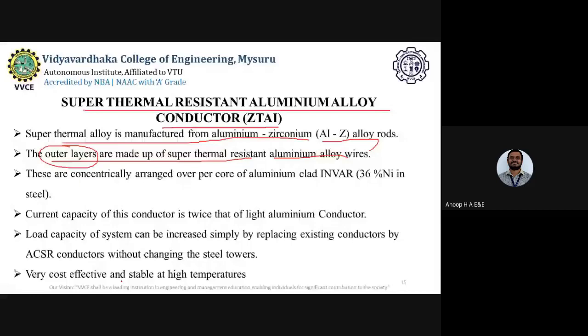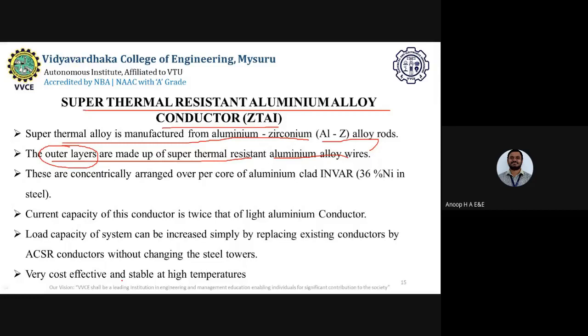Next, the load capacity of the system can be increased simply by replacing the existing conductors with ACSR conductors without changing the steel towers. All these concepts, what you need to keep in mind is that we need an increase in the value of the current capacity.